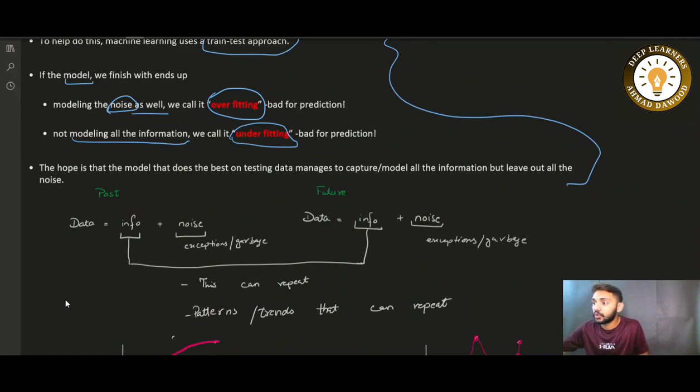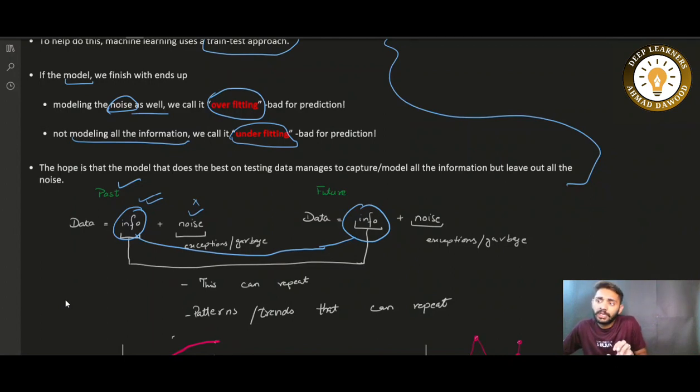Okay, so in the future you have this type of information and you want to generalize this information, or you can say you want to estimate this information by using the information that you have now. The total data set that we have now is a combination of information plus some noise. So we should capture the patterns that are in the information, not in the noise, because noise is like exceptions or garbage.